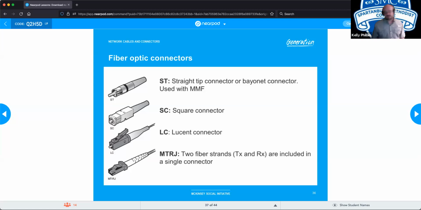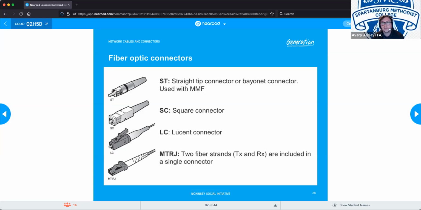Then the outlier of the group, the MT-RJ, has 2 fiber optics in a single connector, making it easy to identify. And it is also the small form factor of the group. It is a very, very small footprint for the MT-RJ. I always would remember this one by thinking of MT as multi, and there are 2 connectors, or 2 strands. So multi 2.